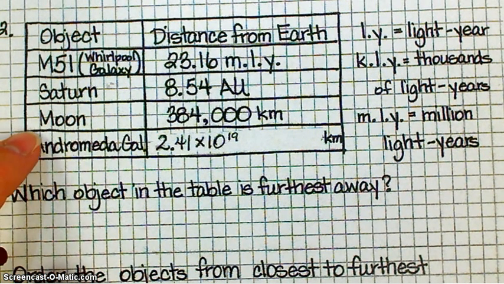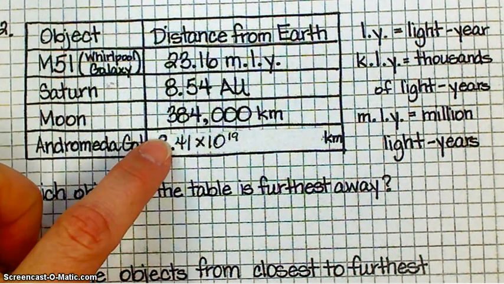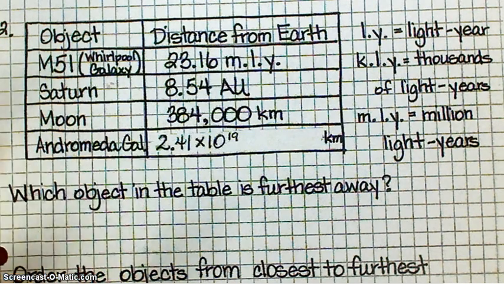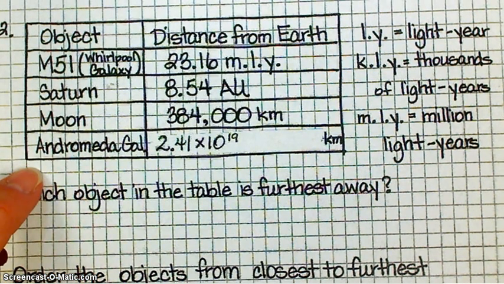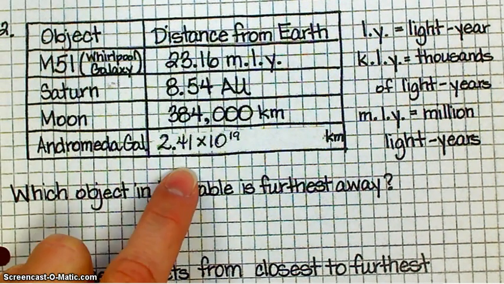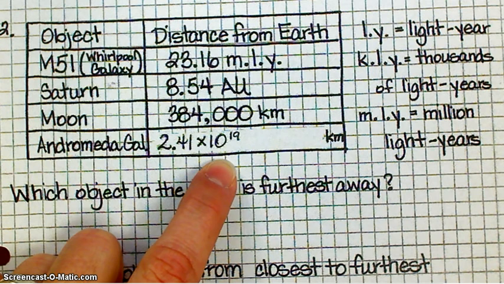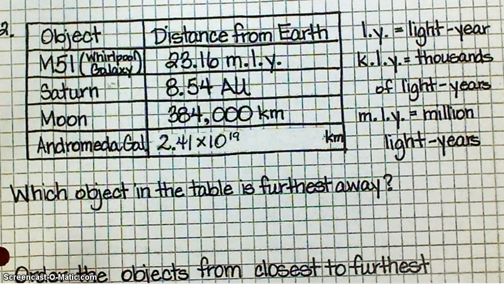All right, then the Moon's distance is given in kilometers, 384,000 kilometers. And then finally we have the Andromeda Galaxy, which is also given in kilometers, even though it's in scientific notation. So this is kind of a nightmare at first, but we can do this. It's just we're going to do some converting, okay?